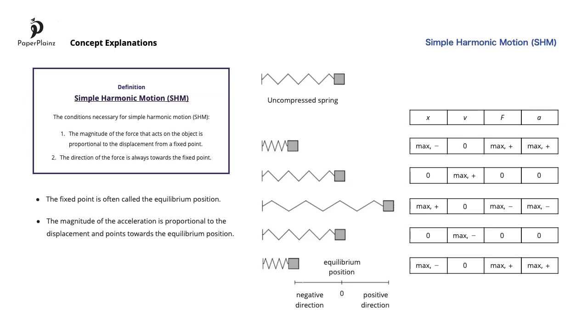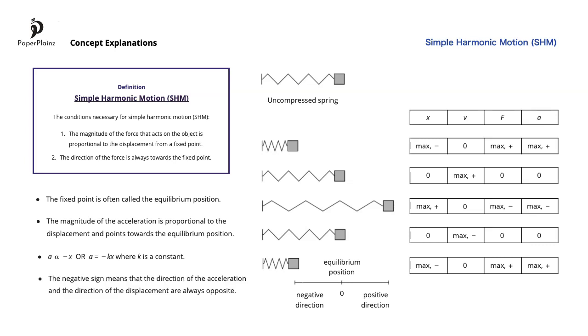A final concept to mention here is the relationship between the acceleration and the displacement, which we already described in words and said that the magnitude of the acceleration is proportional to the displacement and it points towards the equilibrium position. This is how we write this relationship mathematically. The Greek letter alpha after a means proportional to. So basically, this expression says that acceleration is proportional to negative displacement. Another way to write this is that a, acceleration, is equal to negative k times x, where x is the displacement and k is a constant.